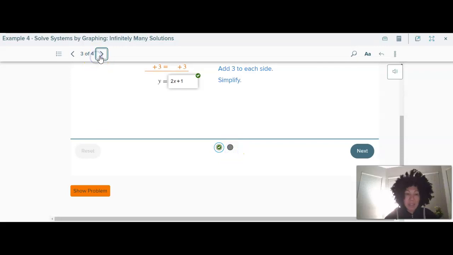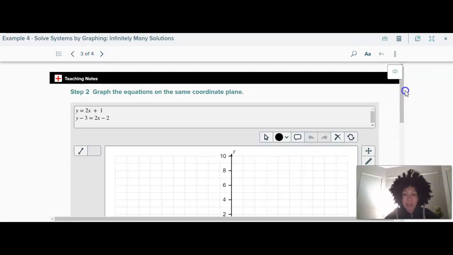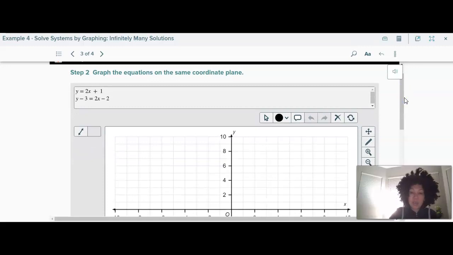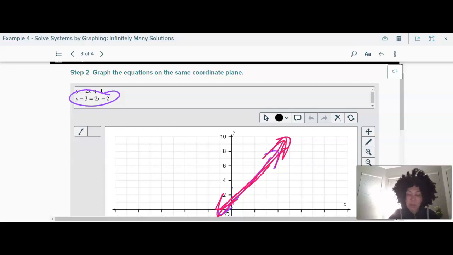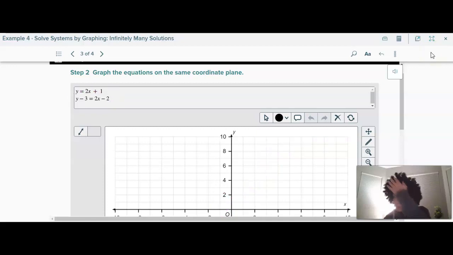When that happens and we graph them, I'm graphing y equals 2x plus 1. Here's the y-intercept of 1, and then I go up 2 over 1. But this equation, when I rewrite it, is also 2x plus 1. So I start at 1, go up 2 over 1, and graph that as well. Let's just pretend I graph these perfectly. These lines would pretty much overlap with each other, and they would intersect at every single point on this line. So this system has an infinite amount of solutions.